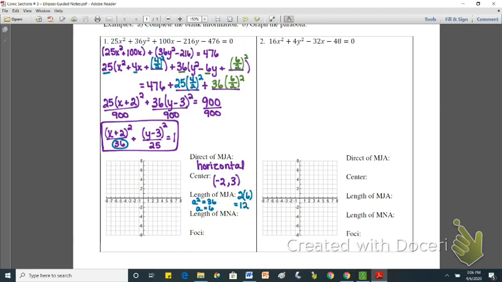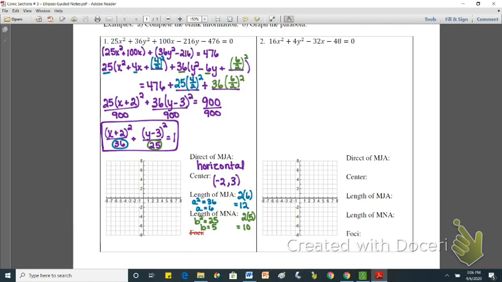Finally, my minor axis, I'm going to look at this number. So b squared equals 25, so b equals 5. So the length of my minor axis is 2 times 5, which is 10. So now, last thing I need to worry about is graphing it. Again, we are not going to concern ourselves this year with foci, but if you have a question on it, I'd be happy to answer it.